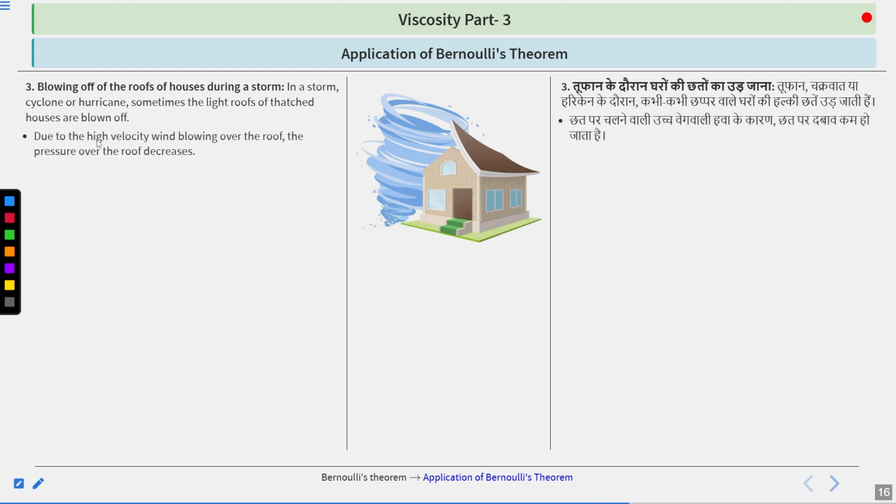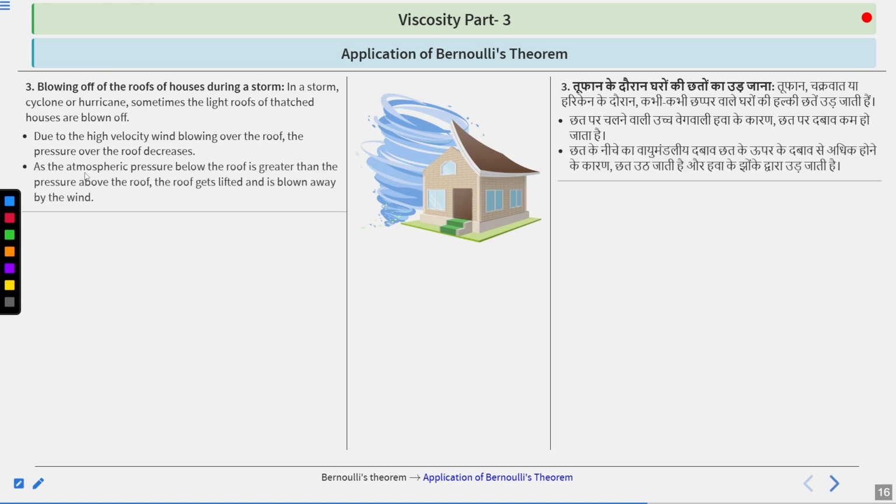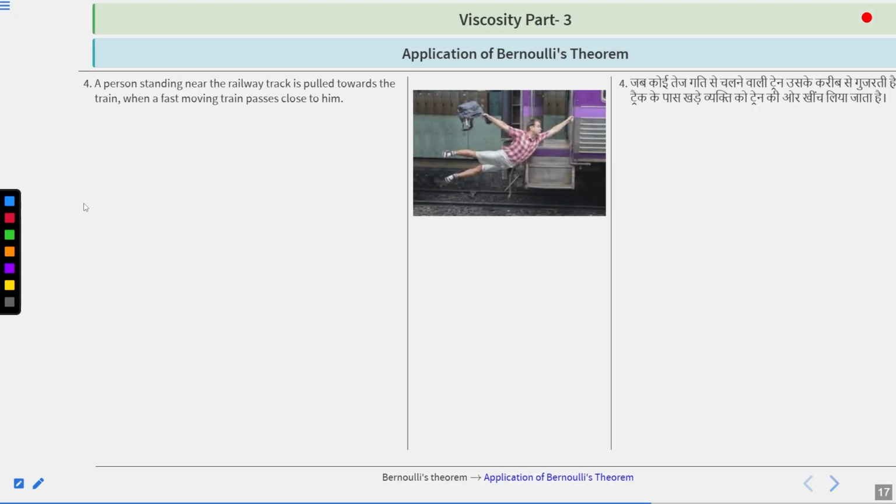Due to the high velocity winds blowing over the roof, the pressure over the roof decreases. Here you can see this is the high velocity. The pressure over the roof keeps on decreasing. That's why it gets detached and blown off with the flow of air. As the atmospheric pressure below the roof is greater than the pressure above the roof, the roof gets tilted and is blown away by the wind.